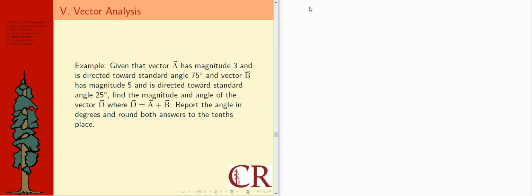So like I said, I'd like to jump straight into just getting my components set up so I can do the addition. So I'm going to start out by saying what is a sub x, and then I'm going to do a sub y, and so on and so forth. And so for a sub x, the formula again was A times cosine of the angle for A, which in this case means I'm going to be doing 3 multiplied by the cosine of 75 degrees.